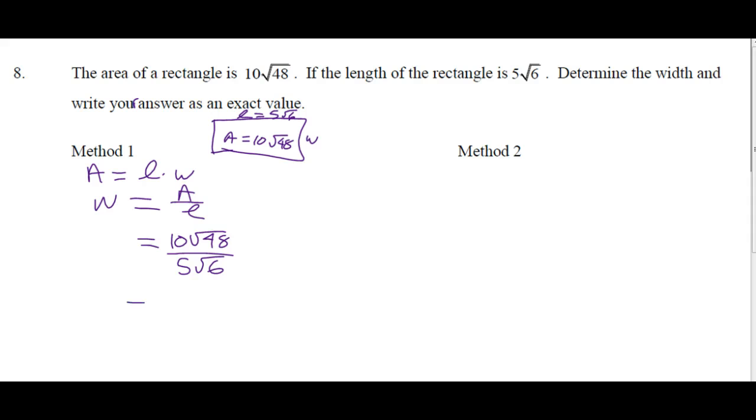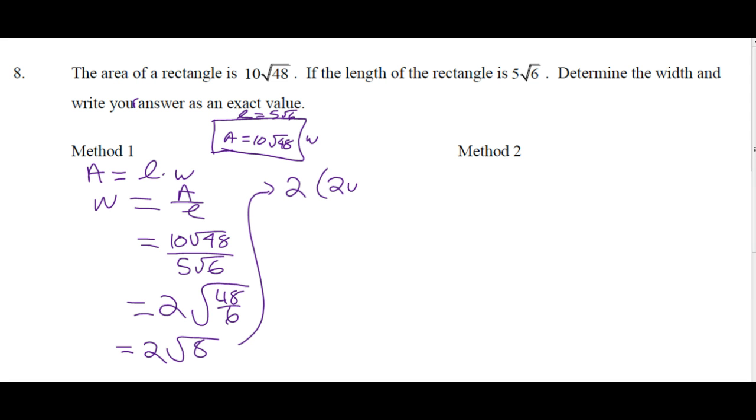So I've got 2 root 48 over 6, which is 2... What's 48 divided by 6? 8. 2 root 8. What's root 8? 2 root 2. And what's the final answer? 4 root 2. Yep.